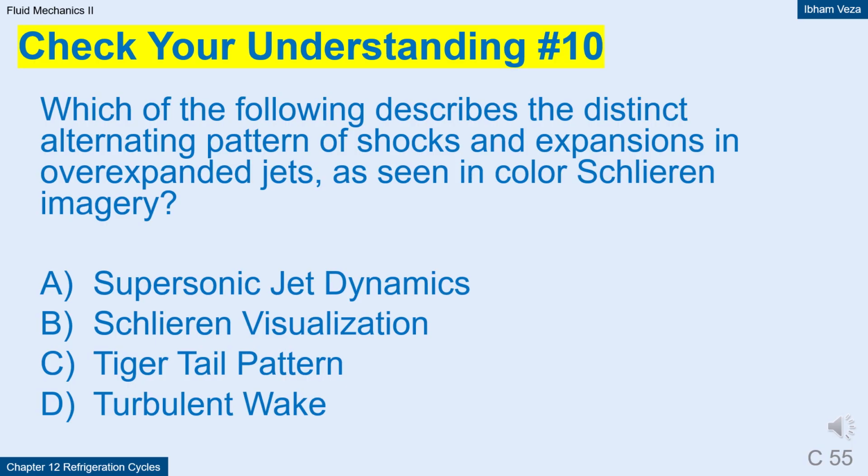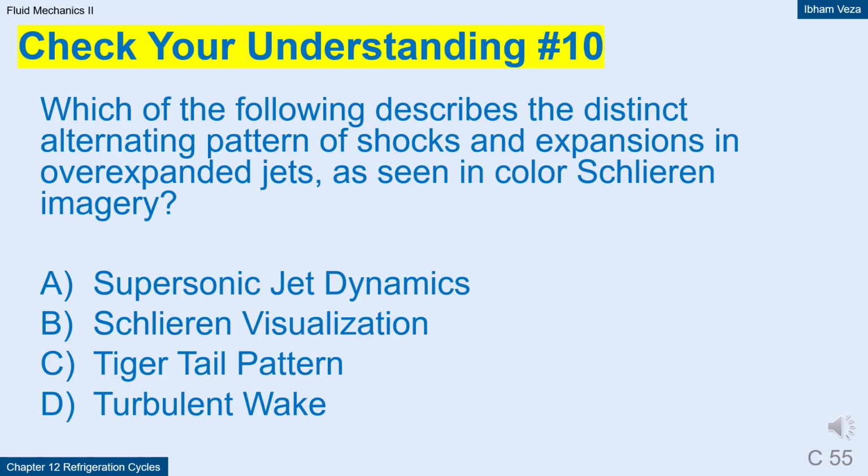Answer: C. Tiger tail pattern. Explanation: A. Supersonic jet dynamics. This is incorrect because while the jet dynamics involve complex flow phenomena, it does not directly refer to the alternating pattern of shocks and expansions seen in the Schlieren imagery. B. Schlieren visualization. This is incorrect because Schlieren is a technique used for flow visualization, but the question asks about the specific pattern in the imagery, not the technique itself.